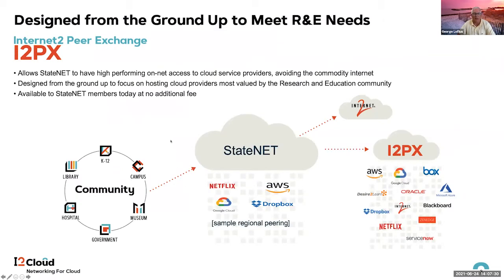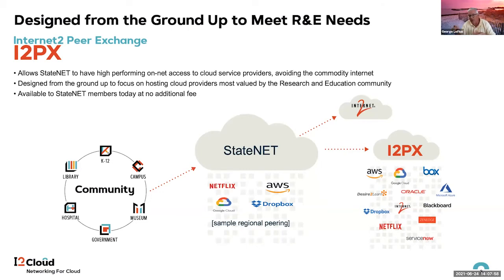So let's just take a minute to get ourselves familiar with this diagram. On the left, you see the different community members that might be part of a state network, right? Either government, museums, K-12s, a college campus, libraries, and they connect to their state network. Now, the state network often offers their own regional peering, right? Many of the state networks already maybe connect you to AWS or maybe to Netflix, maybe to Zoom, right? So that kind of connectivity is still in place.